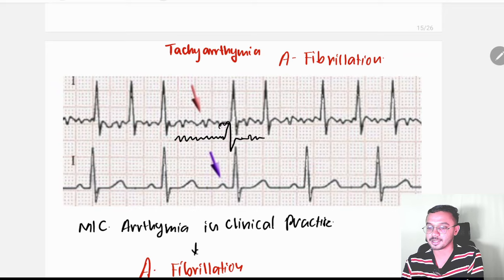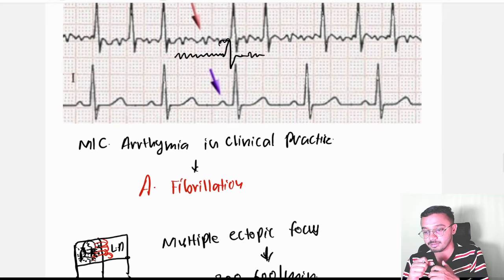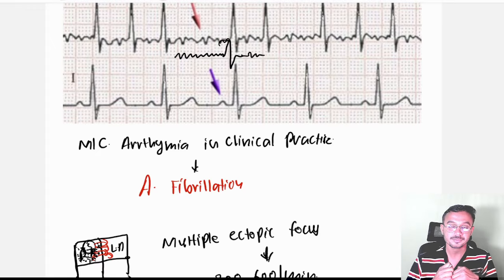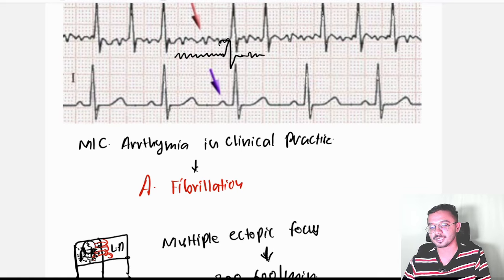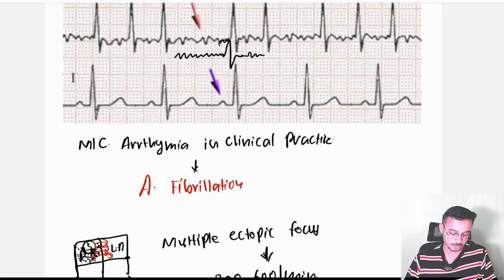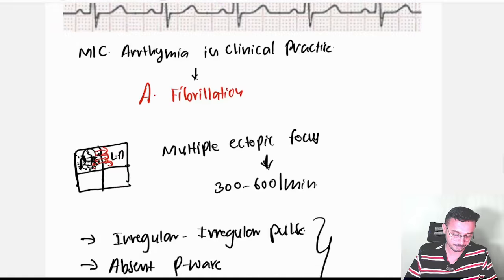Why is the P wave absent here? The SA node is responsible for the P wave. Here the SA node itself is not functioning properly, because many bosses, many ectopic foci, are functioning and the SA node gets confused. The SA node can fire up to 100 at maximum, but here lots of multiple ectopic foci are present, they are more dominant, dominating the SA node. That's why the P wave is not generated. This is the reason why most books say absent P wave.